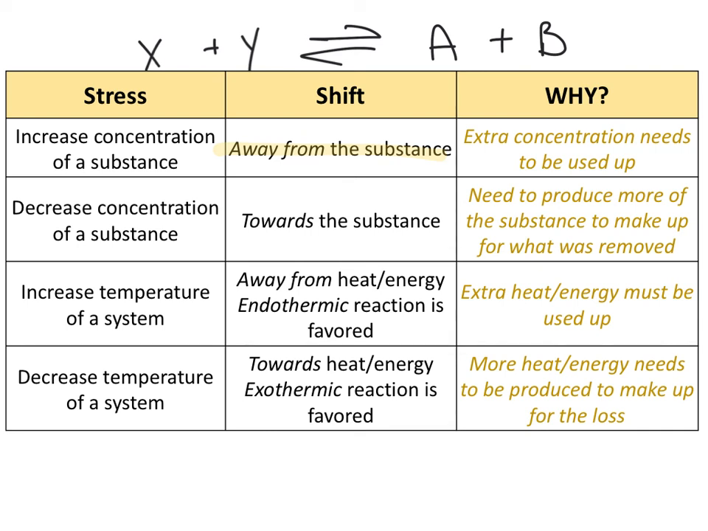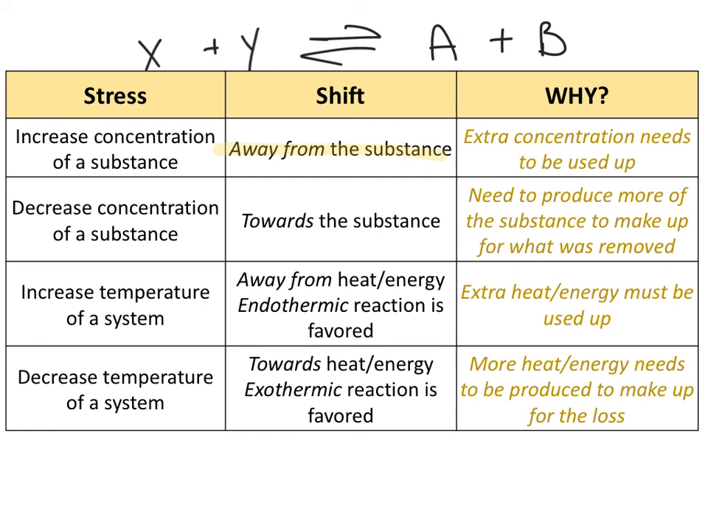The second one, what if I decrease the concentration of a substance? Well, let's say I take away some Y. Then we're going to see a shift towards the substance. So we're going to see this shift toward whatever was taken away. We're going to reform some reactants to try to make up for what happened. The same thing would happen if the opposite. If I took away some of my product, then we're going to see a shift toward my substance. We're going to reform some products to try to make up for that. That's what that towards and away means.